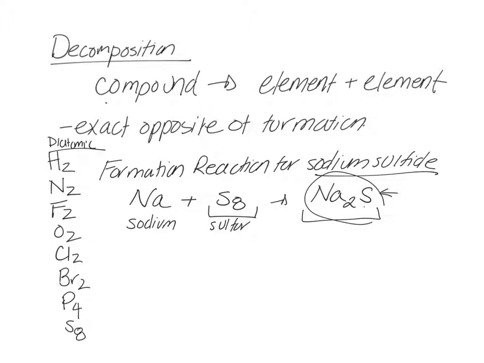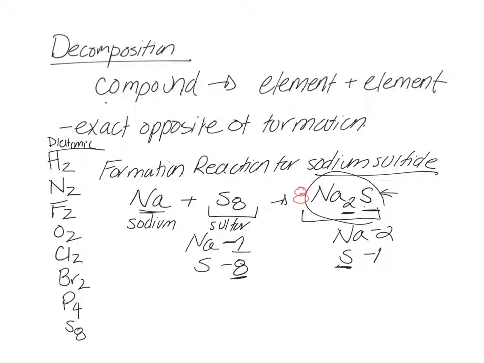Okay, now we're going to balance, so it's Na and S and Na and S. You notice that this has a 2 here, so this has 2 sodiums, 1 sulfur. This has 1 sodium and 8 sulfurs. So we need it to get to be the same. So I would probably start with the sulfur because this needs to be 8. That means I'm going to put an 8 in front of here.